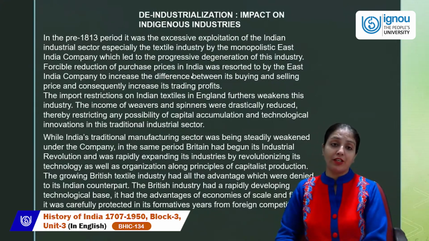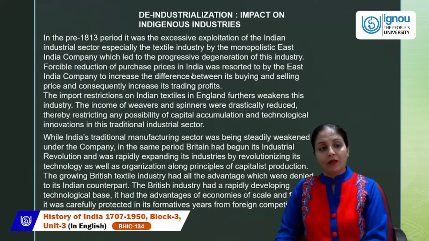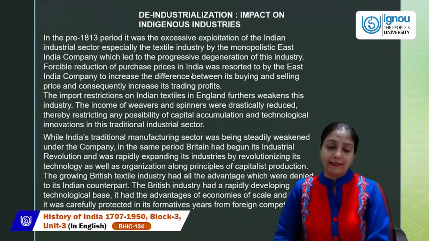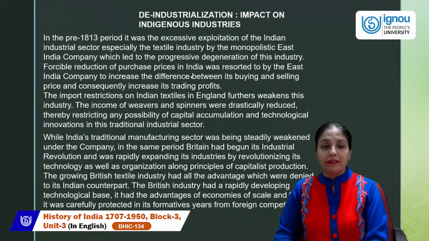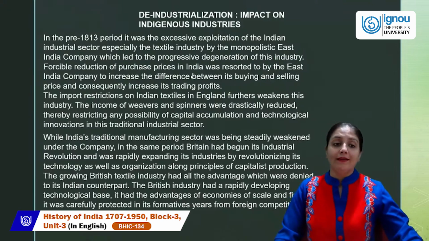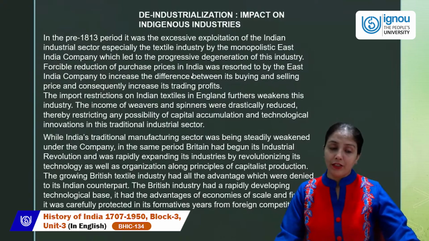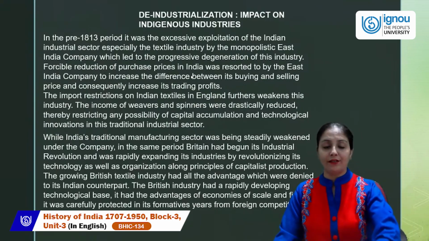Forcible reduction of purchase prices in India was resorted to by the East India Company to increase the difference between its buying and selling price and consequently increase its trading profits. The import restrictions on Indian textiles in England further weakened this industry. The income of weavers and spinners was drastically reduced, thereby restricting any possibility of capital accumulation and technological innovation in this traditional industrial sector.